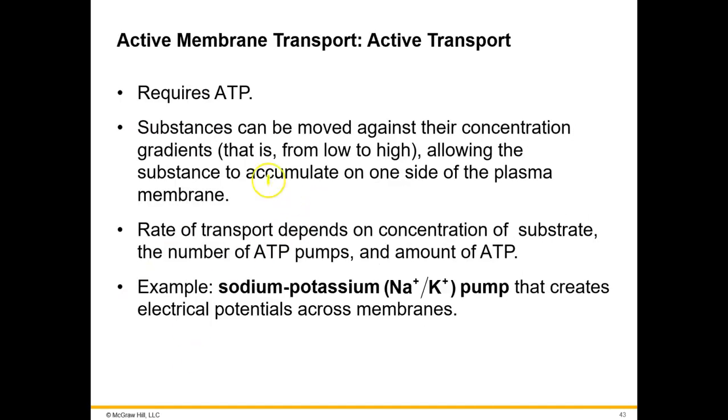Now, in active transport, rather than passive transport, there is a requirement of ATP. ATP is required. And now we see substances moving against their concentration gradients. In other words, toward their high concentration, okay? Against their concentration gradients, or from low to high, toward their high concentration. And it allows the substance to accumulate either inside or outside the cell on one side of the plasma membrane.